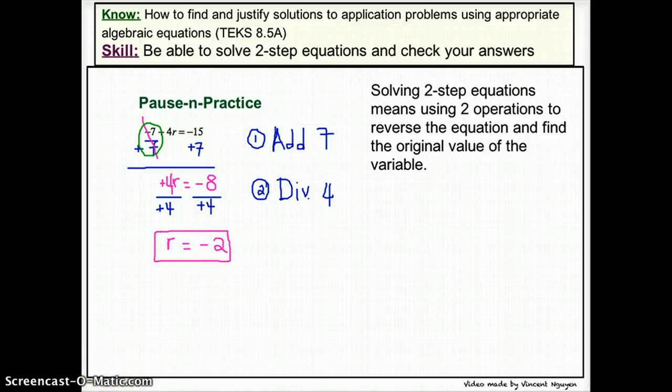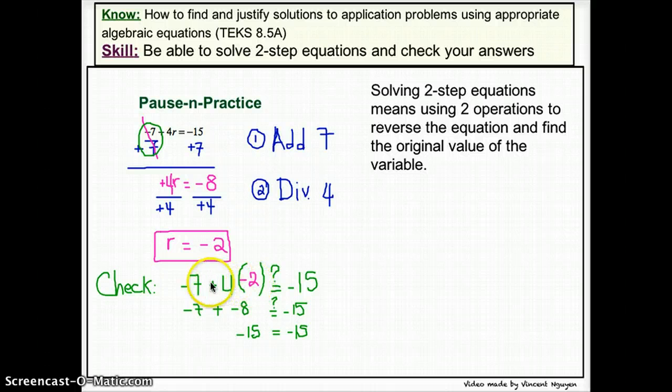Let's check our solution. In checking our solution, we rewrite the equation exactly as it appeared originally, which is negative 7 plus 4r equals negative 15. But in place of r, I replace it with negative 2. Then we use order of operations to figure out whether the left-hand side equals negative 15. As it turned out, negative 7 plus 4 times negative 2, which is negative 8, equals negative 15. And negative 15 is equal to negative 15, so our solution must be true.